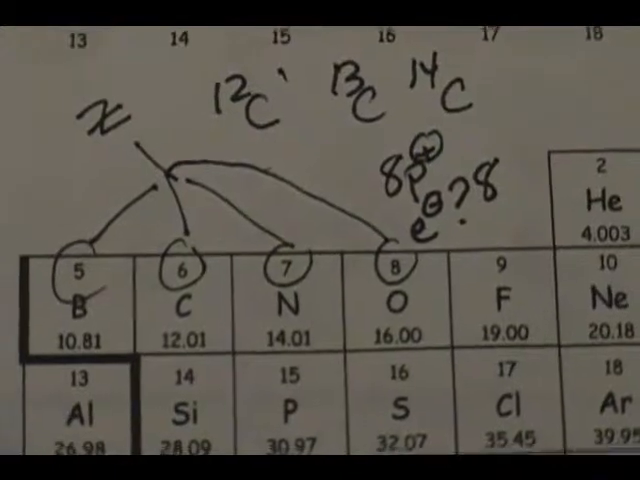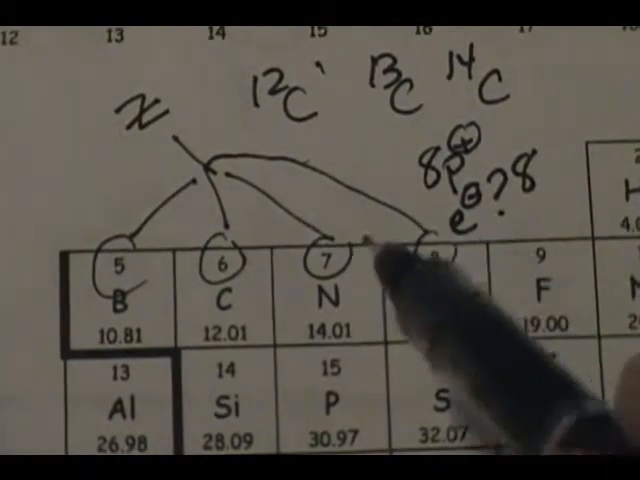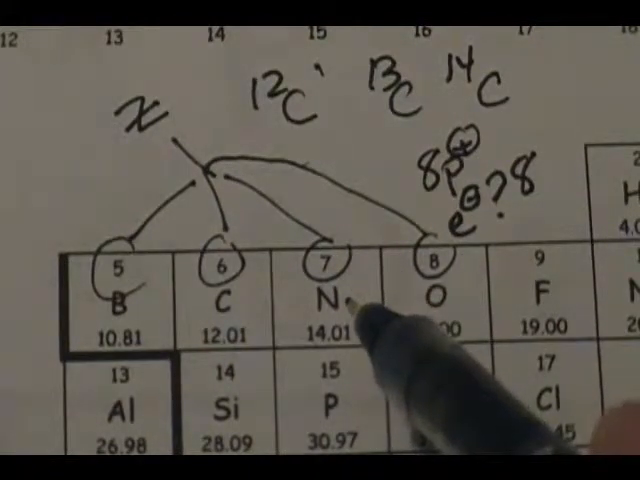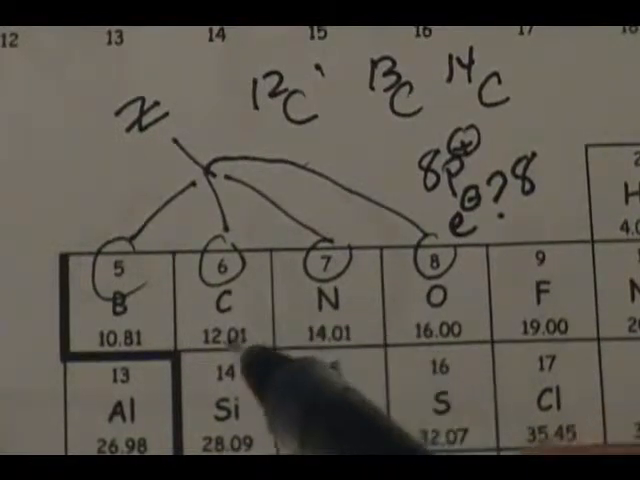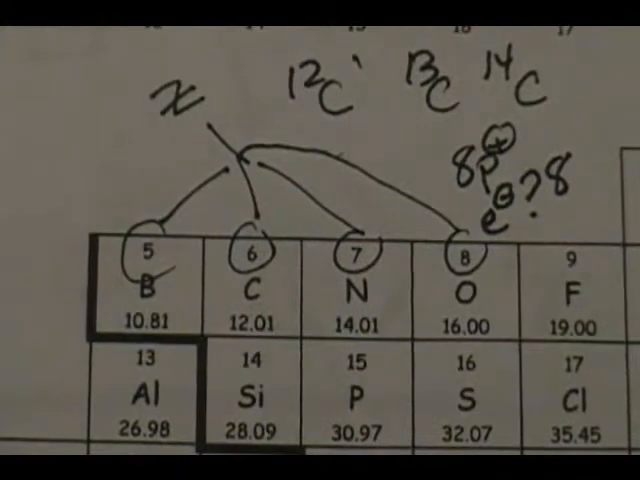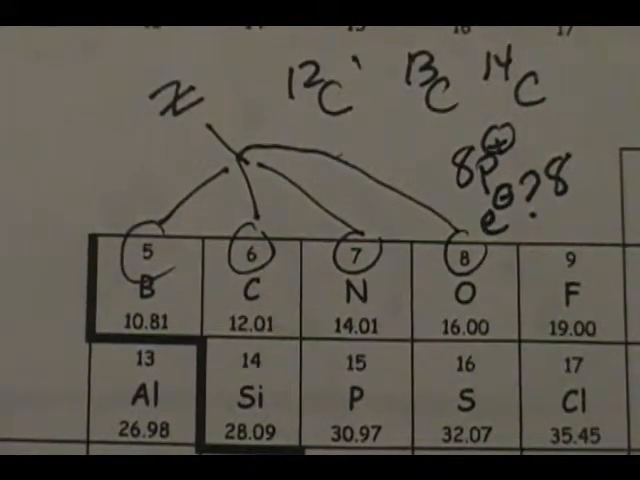Okay, same thing we could apply to nitrogen. We can determine the amount of electrons nitrogen has. Nitrogen has 7 protons. It must have 7 electrons in order for it to have a neutral charge in its elemental state. Same thing for carbon, okay? So that's another piece of information you can extrapolate from the periodic table.